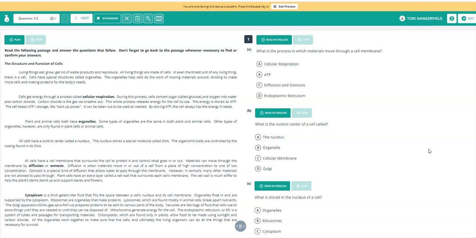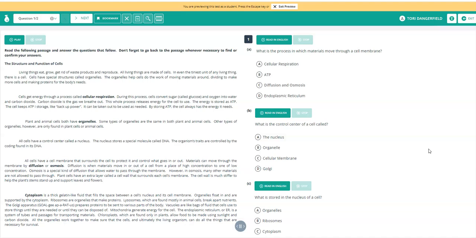The structure and function of cells. Living things eat, grow, get rid of waste products, and reproduce. All living things are made of cells. In even the tiniest unit of any living thing, there is a cell. Cells have special structures called organelles. The organelles help cells do the work of moving materials around, dividing to make more cells, and making protein for the body's needs.